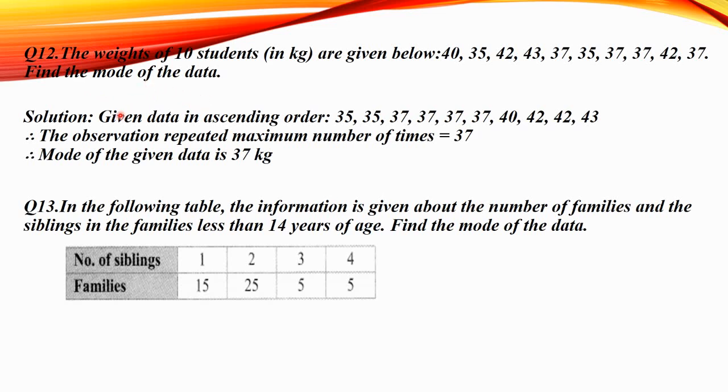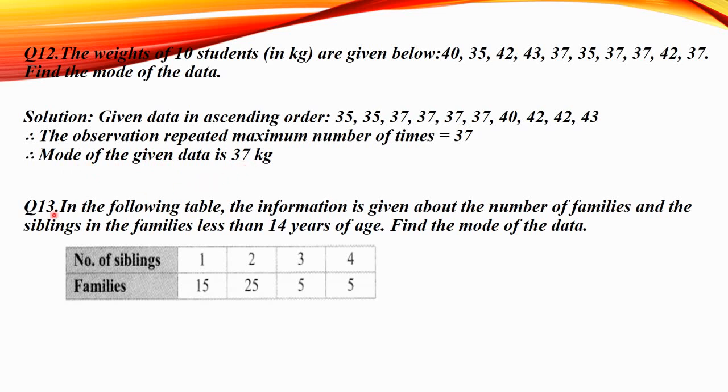Now, we will arrange the given data in ascending order, that is 35, 35, 37, 37, 37, 37, 40, 42, 42 and 43. To find the mode, we have to find which number repeats the maximum number of times. Here in this question, we have 37 which repeats 4 times. Therefore, the mode of the given data is 37 kg.